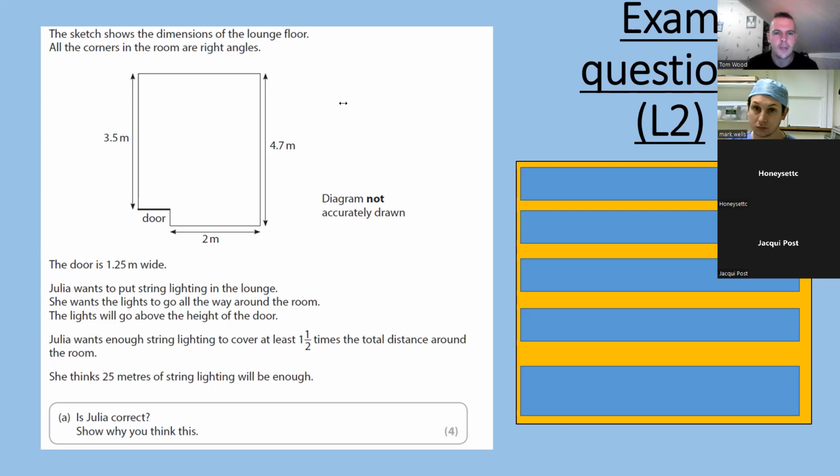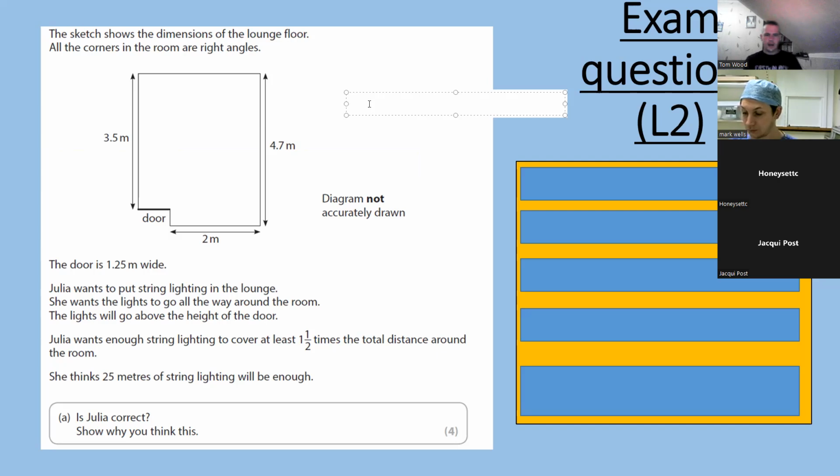So we've got a sketch of the dimensions of the lounge floor and all the corners are right angles. Again, sometimes they put extra information there that we don't really need, testing our ability to take the relevant information out. The door is 1.25 meters wide. Julia wants to put string lighting in the lounge. So I know I'm going to be looking for some sort of perimeter because it's around the area.